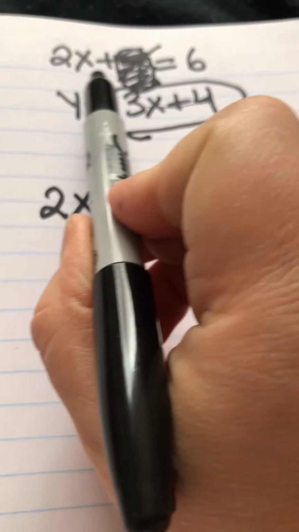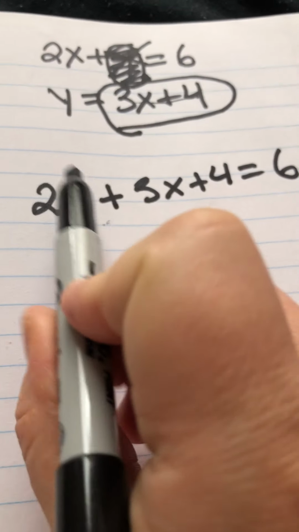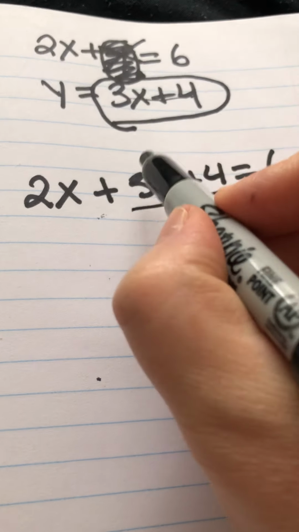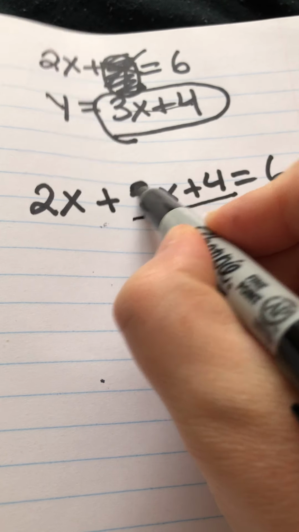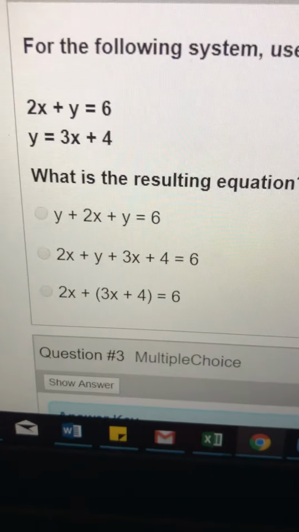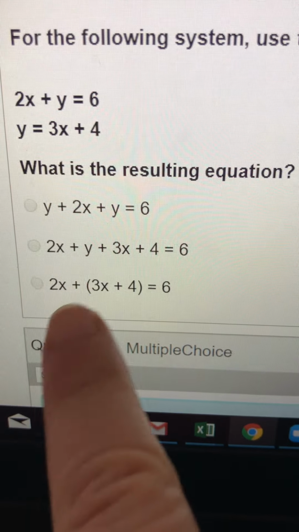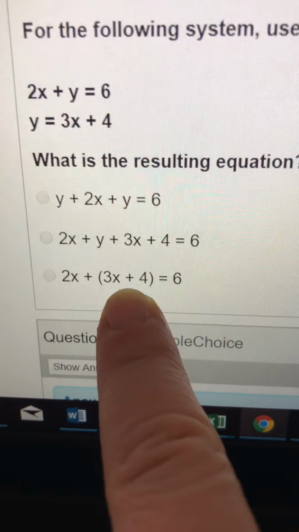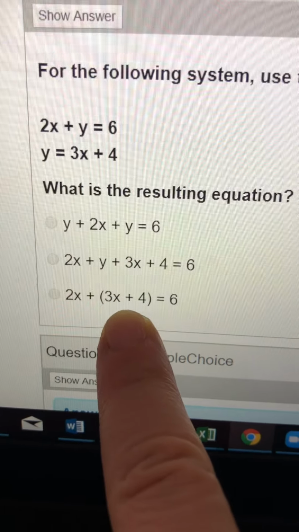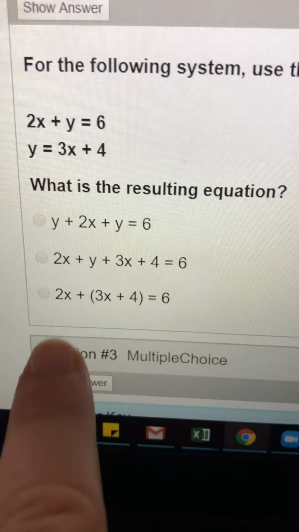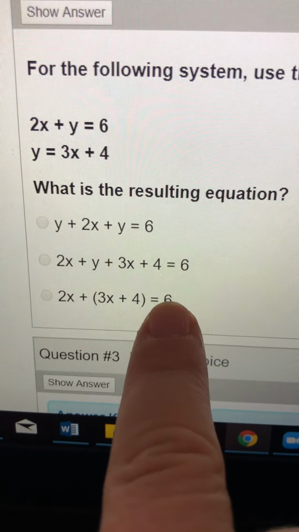So I basically have this first equation exactly the same. I still have the 2x, and I still have the equals 6. But this part, the y has been substituted, 3x plus 4. So you can see which one of those options looks like mine. They used parentheses, which is not necessary in this particular equation because we're not multiplying by anything, but you can see that 3x plus 4 replaced the y after the 2x and before the equals 6.